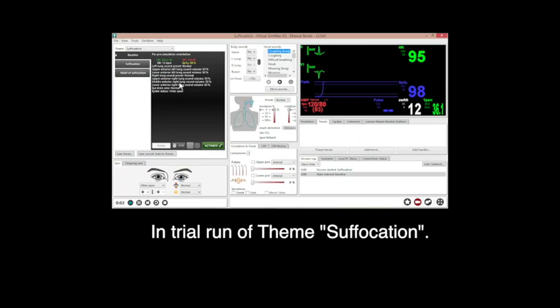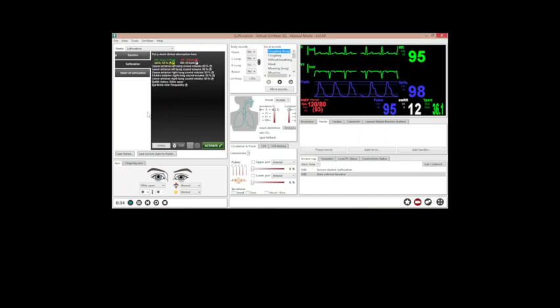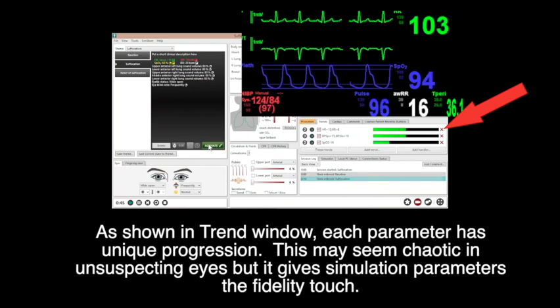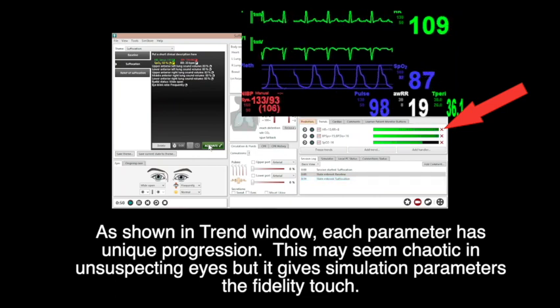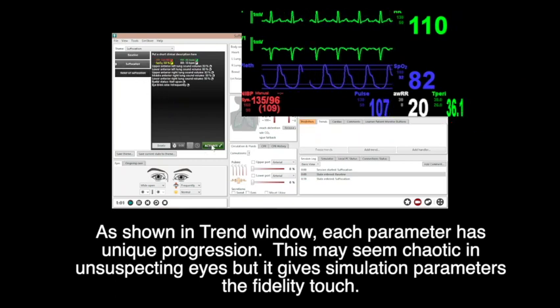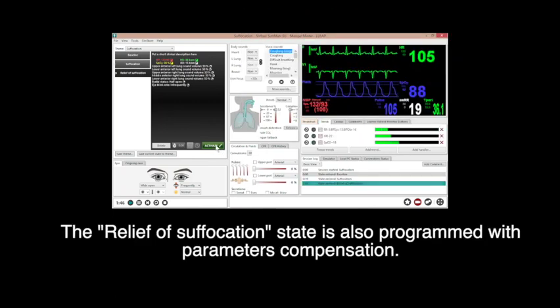In trial runs of the theme suffocation, upon suffocation's activation, heart rate rose to 100 beats per minute prior to the fall of SpO2. As shown in the trend window, each parameter has unique progressions. This may seem chaotic to unsuspecting eyes, but it gives simulation parameters the fidelity touch. The relief of suffocation state is also programmed with parameter compensations.